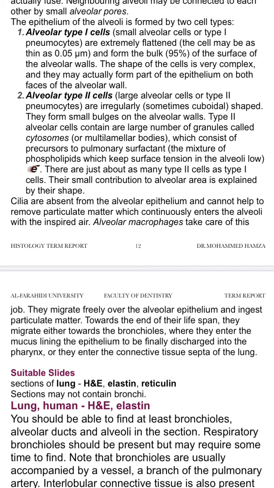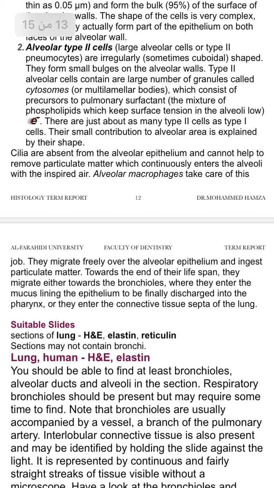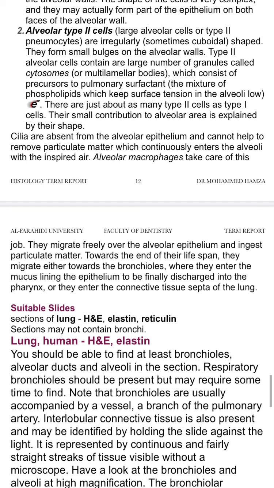Cilia are absent from the alveolar epithelium and cannot help to remove the particulate matter which continuously enters the alveoli with the inspired air. The alveolar macrophages take care of this job. They migrate freely over the alveolar epithelium and ingest the particulate matter. Toward the end of their lifespan, they migrate either toward the bronchioles, where they enter the mucous lining of the epithelium, finally discharging into the pharynx, or they enter the connective tissue septa of the lung.